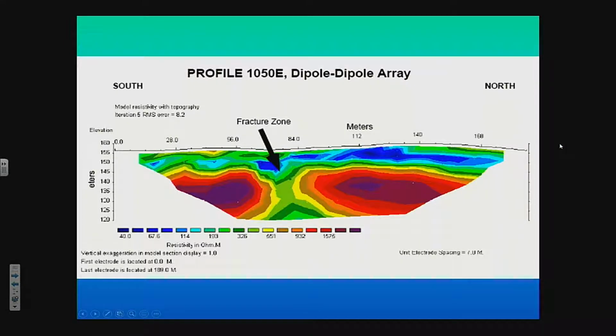So this is one which very nicely shows a fracture zone. These are high resistivity areas. The fracture zone is a low resistivity area. It probably could be because it contains moisture or clay. So these are very appealing diagrams because it looks like a two-dimensional image compared to looking at a graph.